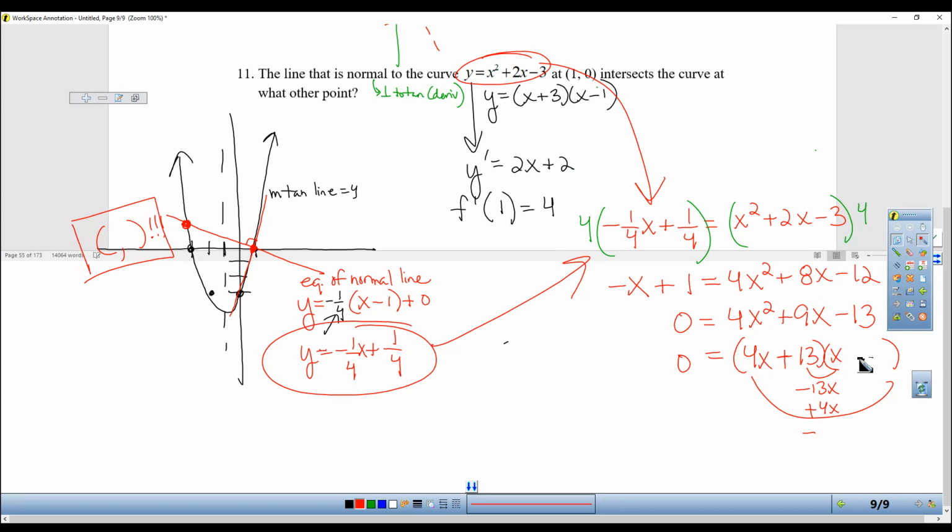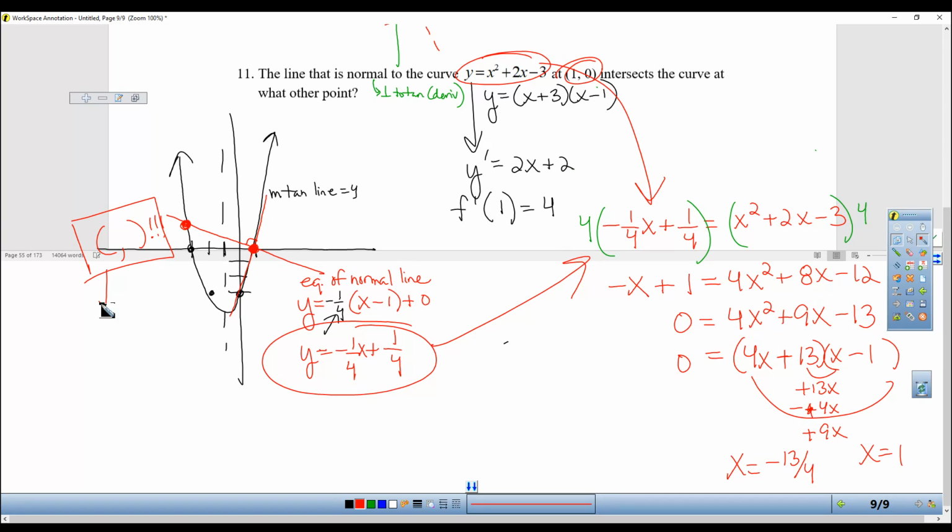You can tell we're at the end of this video. Minus 1, so plus and minus gives me plus 9x. Which is so dumb. I already knew one of the answers, right? I knew that one of the answers was 1 because I knew it intersected at 1 and something else. So I should have known that one of my factors was x minus 1. So x is equal to 1, which we already knew. And the other place it intersects is negative 13 over 4.